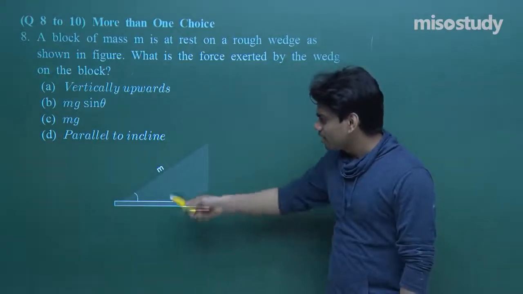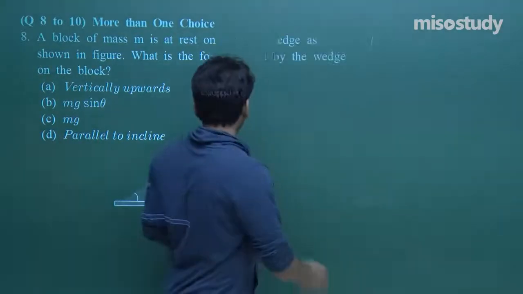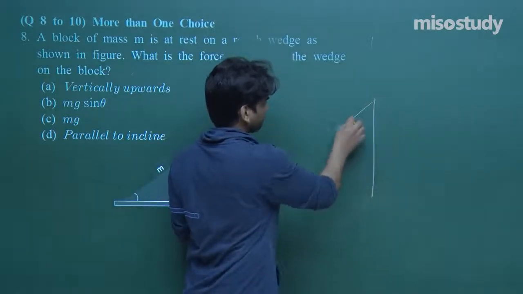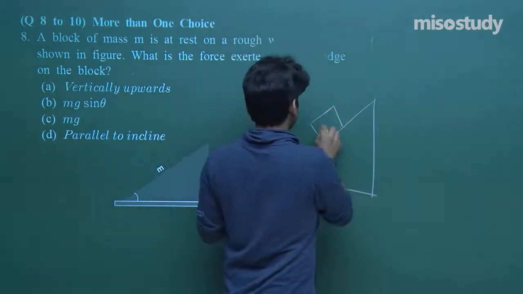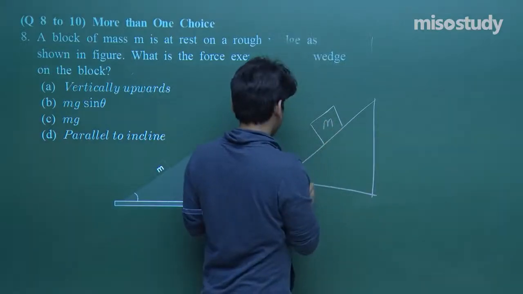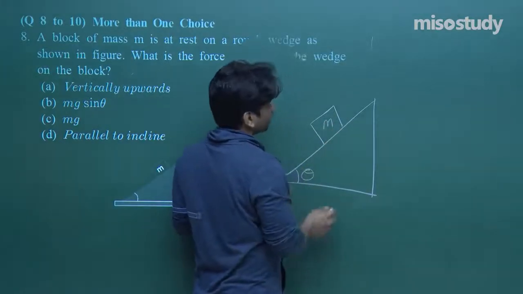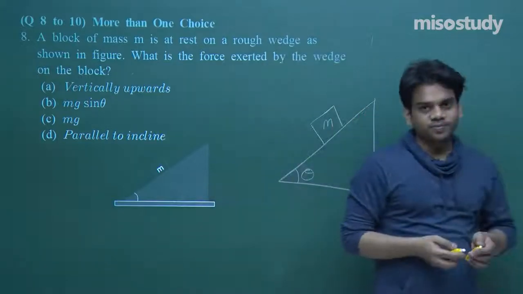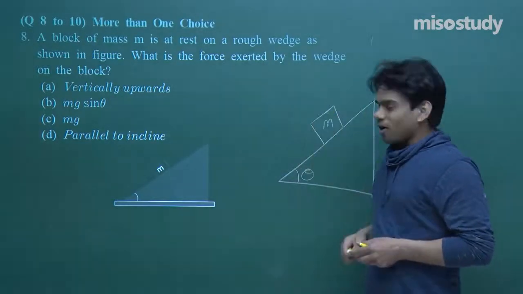This is a wedge. I believe that you all cannot identify it. I will draw the diagram. So what you do, I will draw the diagram of the wedge. It's shown in this way. This is M and this is some angle given, and let me say that this is angle theta, and we need to find out the rest of the things. What is the force exerted by the wedge on the block?